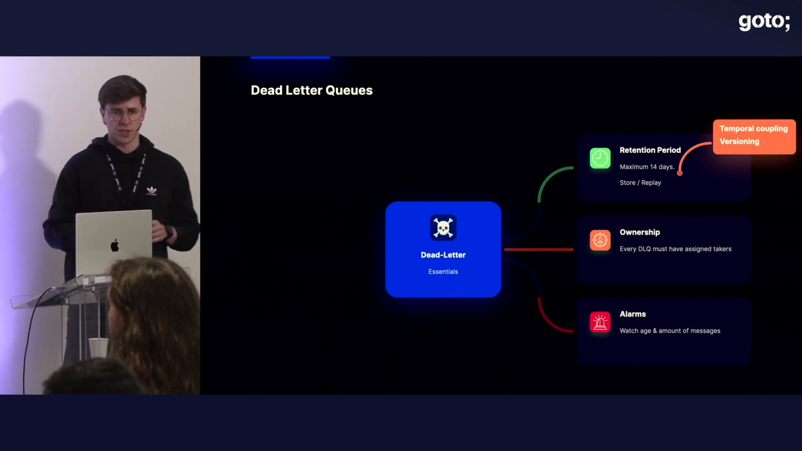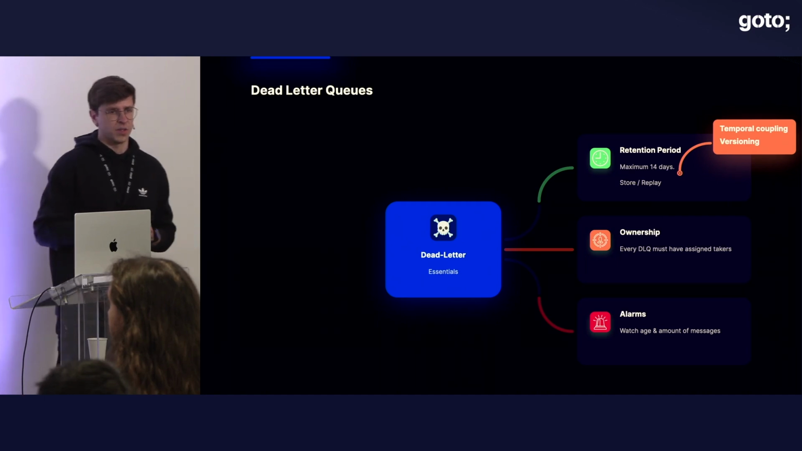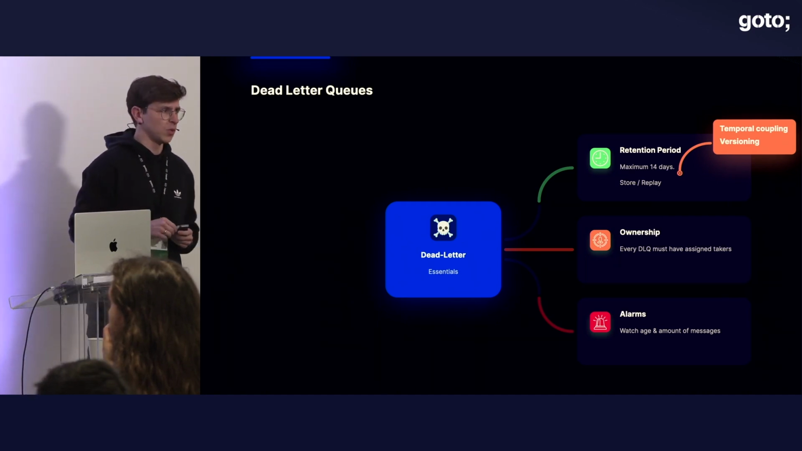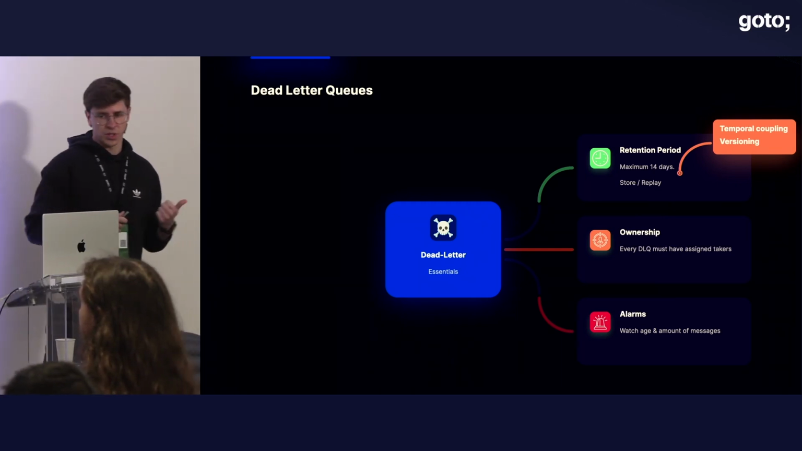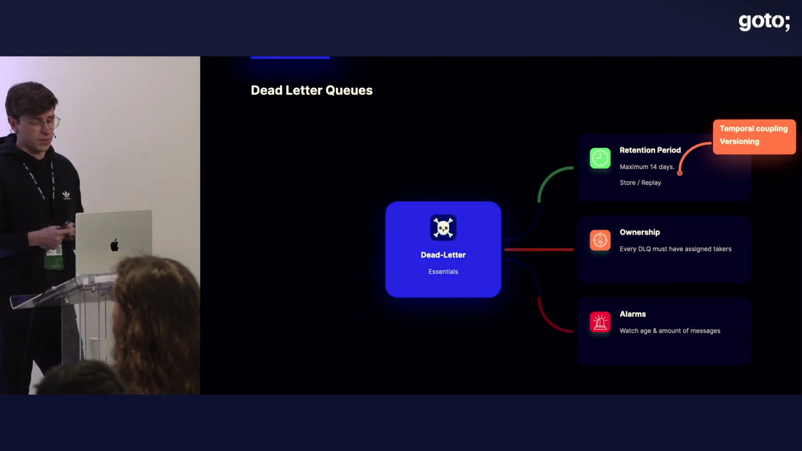When a message goes to the dead letter queue, we have up to 14 days to pick it up. After that, the retention period expires, and the message will be deleted from the queue, and we will lose it. So what we have to do before that time is store it and potentially replay it in the future, or even right now.